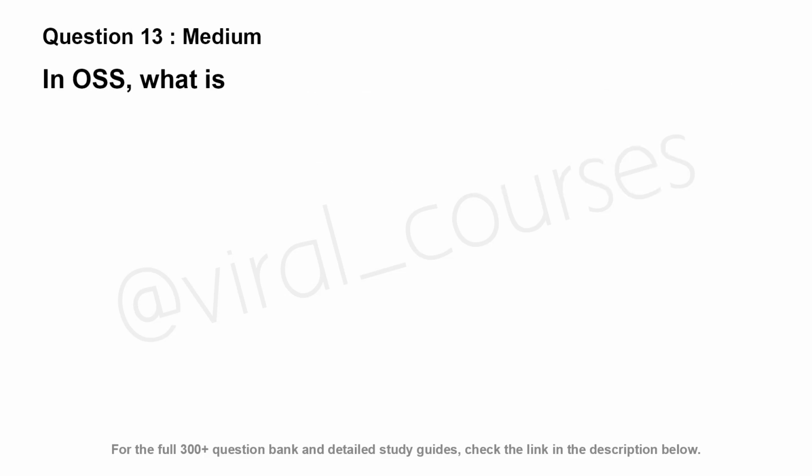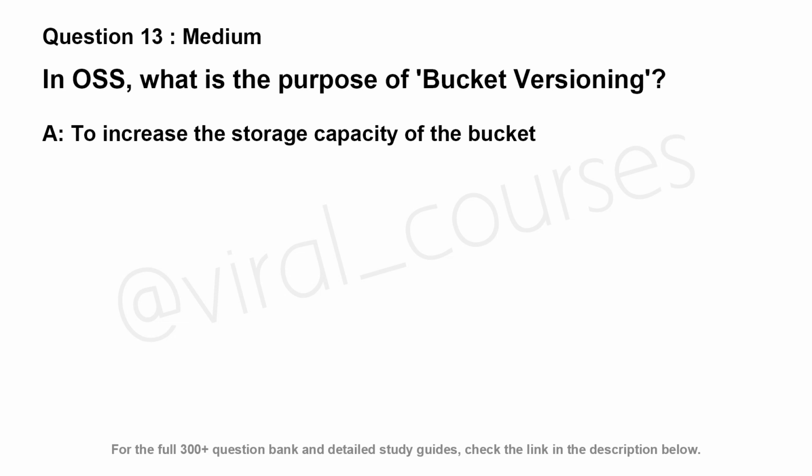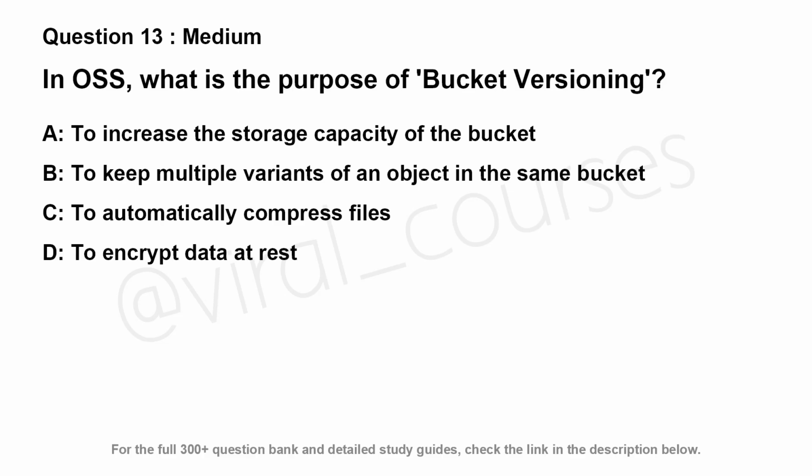In ACA, what is the purpose of bucket versioning? Option A, to increase the storage capacity of the bucket. Option B, to keep multiple variants of an object in the same bucket. Option C, to automatically compress files. Option D, to encrypt data at rest.